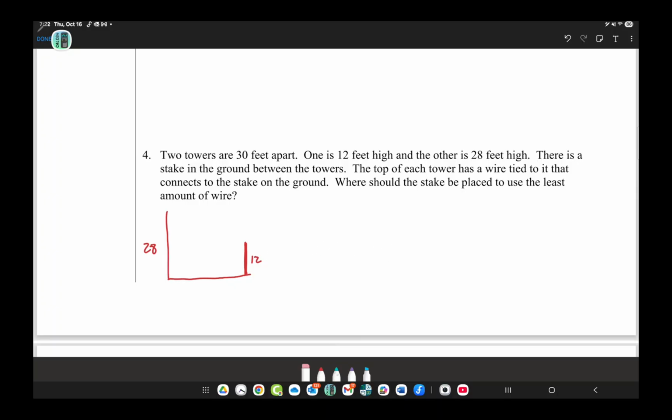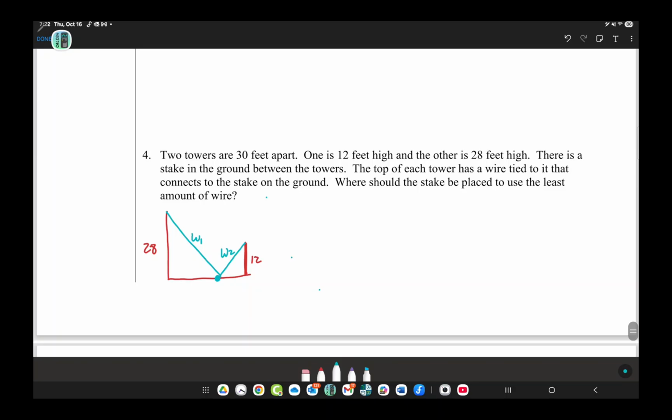Now, in between each tower, there is a stake in the ground, and the top of each tower is tied by a wire that connects it to the stake. So somewhere in between, we have a wire between the two. What we want to do is minimize the amount of wire. So here we have wire one and wire two. We want to minimize that amount of wire.